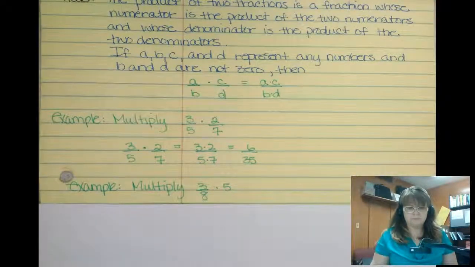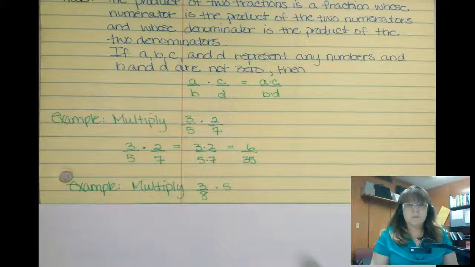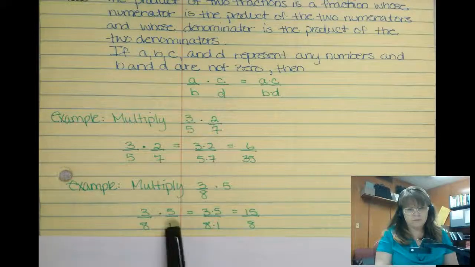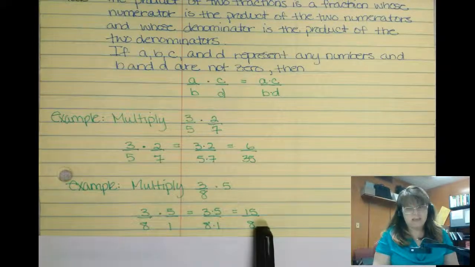Let's try another one. 3/8 times 5. Now if you remember, 5 can be written as a fraction over 1. So we're still going to multiply just the numerators. 3 times 5 is 15. And the denominators. 8 times 1 is 8.